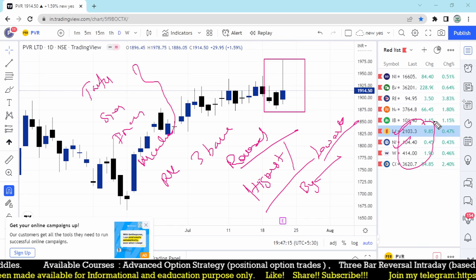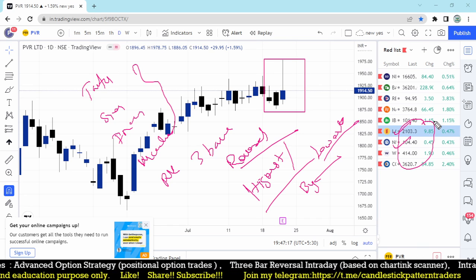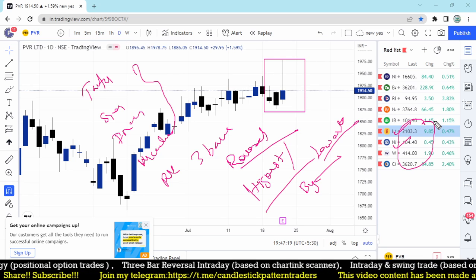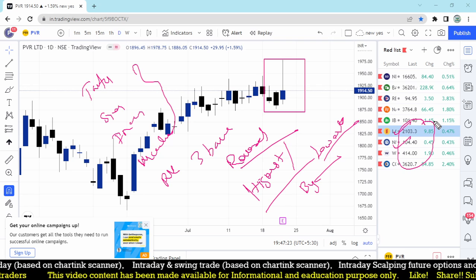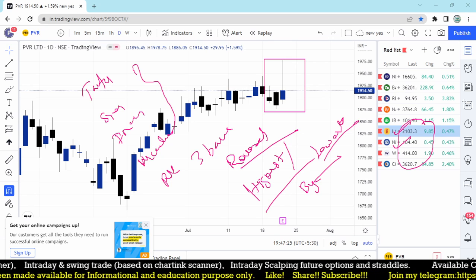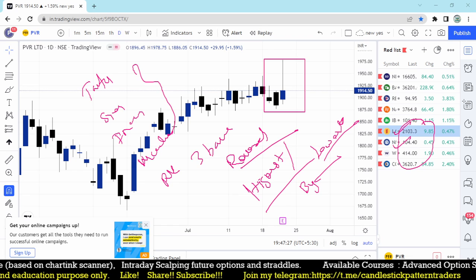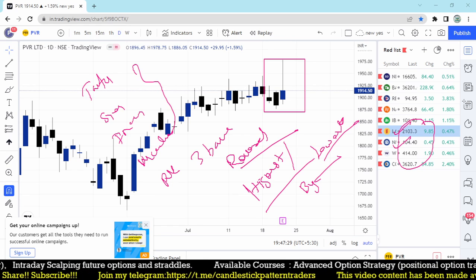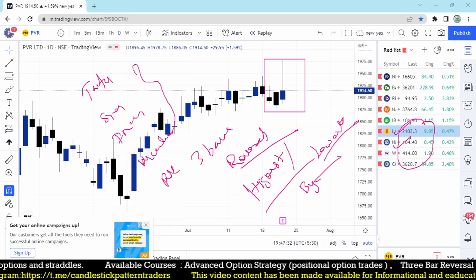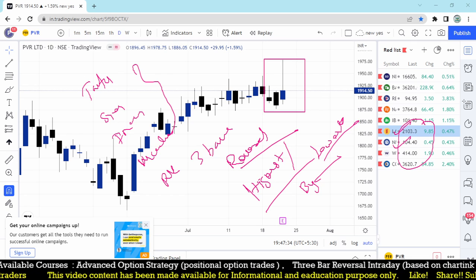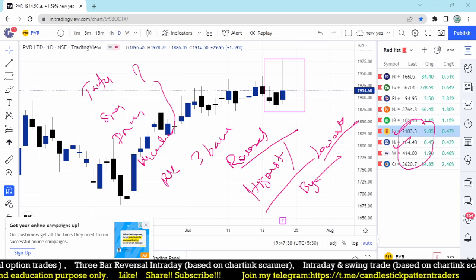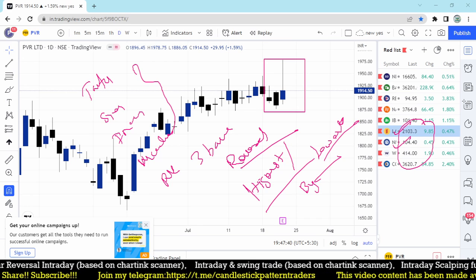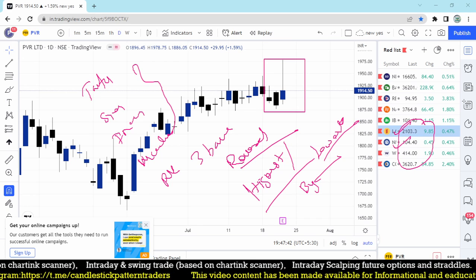So that is my key concept which I use for the 3-bar reversal. There were a lot of comments and questions about the 3-bar reversal, but this is the main idea. When a bullish reversal happens at the day's lowest level, I'm going to buy. When a bearish reversal happens at the highest level of the day, I'm going to focus on a selling opportunity. That is my main concept for using the 3-bar reversal.